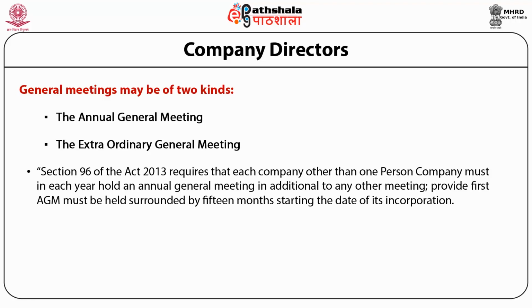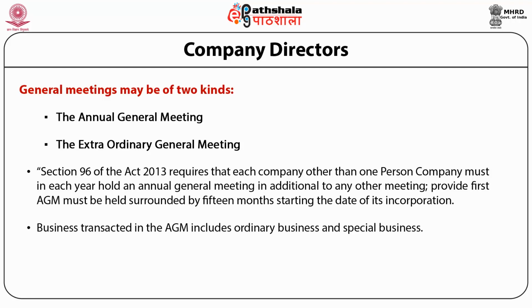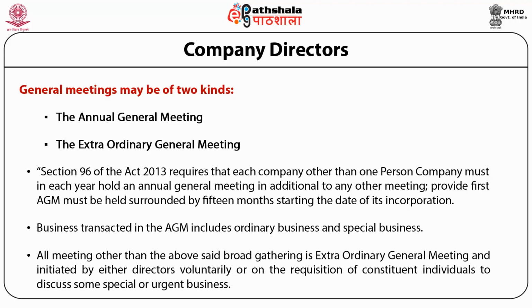Provided, the first AGM must be held within 15 months from the date of its incorporation. Business transacted in annual general meeting includes ordinary business and special business. The ordinary business relates to the consideration of accounts, balance sheet, reports of the board consisting of directors, declaration of dividend, appointment or reappointment of directors, auditors, etc. All meetings other than the above said are extraordinary general meetings, initiated by either directors voluntarily or on the requisition of constituent individuals to discuss some special or urgent business.